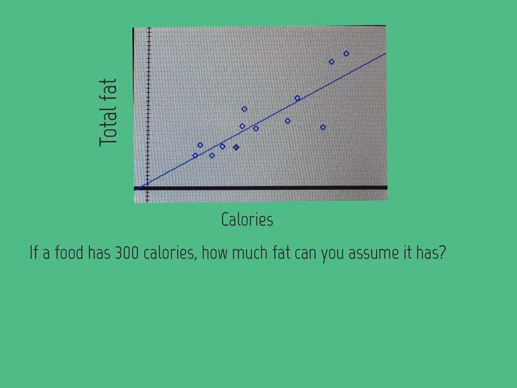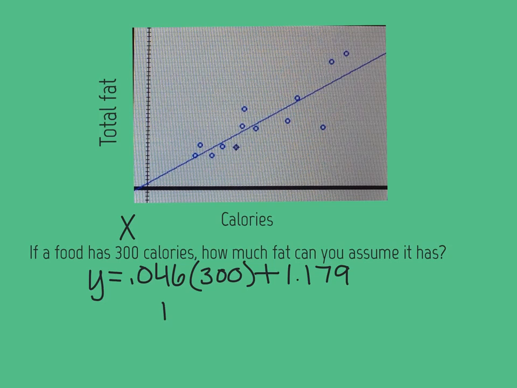Next question. If a food has 300 calories, how much fat can you assume it has? So I'm giving you an x value of 300. I'm just going to take that equation I've got and plug it in. Y equals 0.046 times x, so times 300, plus 1.179 gives us about 14.979 grams of fat. We'll just go with 3 decimal places because that's our default.